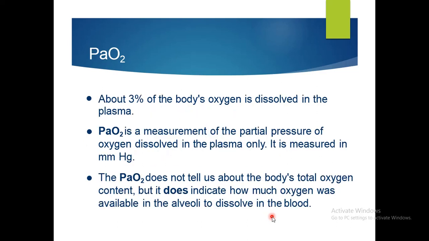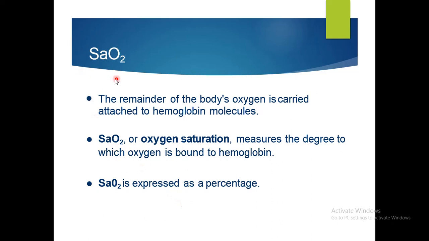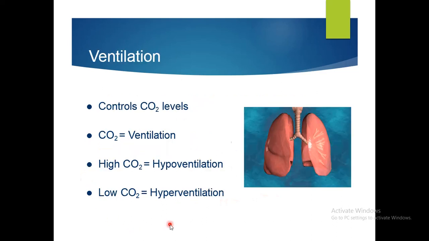Because this PaO2 does not give the complete body oxygen content, we need the saturation of oxygen, SaO2. This means the remainder of the body's oxygen, carried attached to the hemoglobin molecule. SaO2, or oxygen saturation, is the measurement of the degree of oxygen bound to hemoglobin. It is expressed as a percentage.